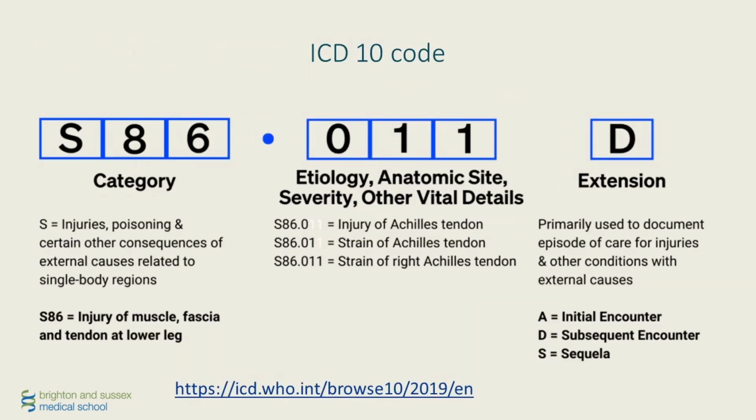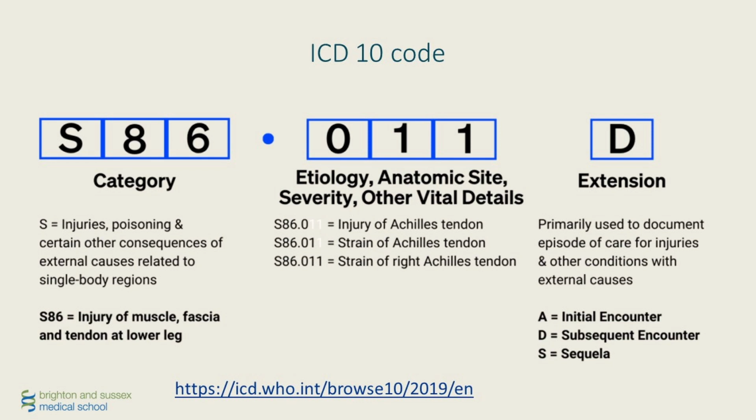Here's another ICD-10 code. So S is a category for injuries. S86 means an injury of muscle, fascia, and tendon at lower leg. So it's not a bone fracture. And so this is talking about the strain of a right Achilles tendon. And then we've got some other extensions. So you can see this kind of coding system allows for a really broad range of diagnoses that can get more and more detailed as you add more bits on the end of the code.